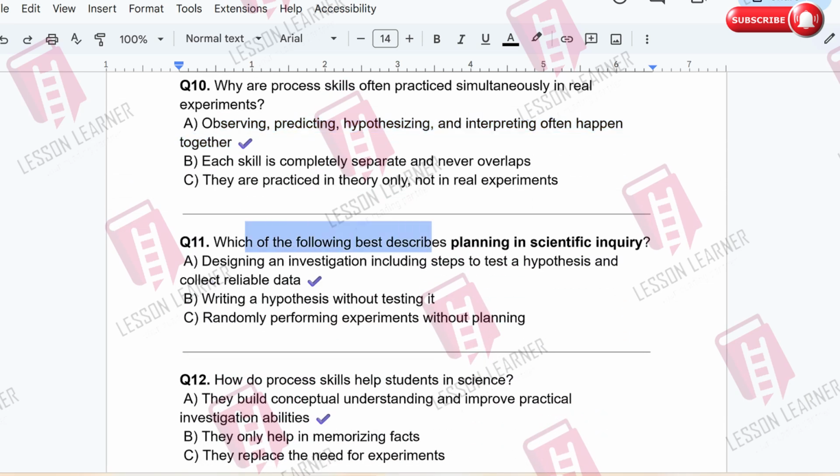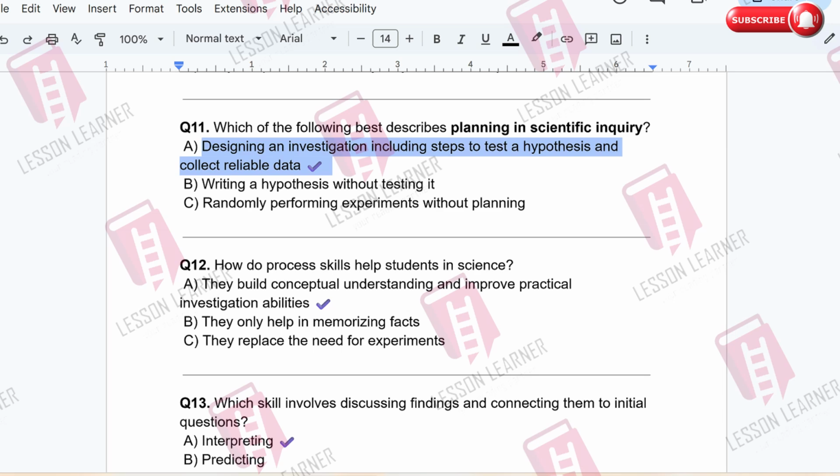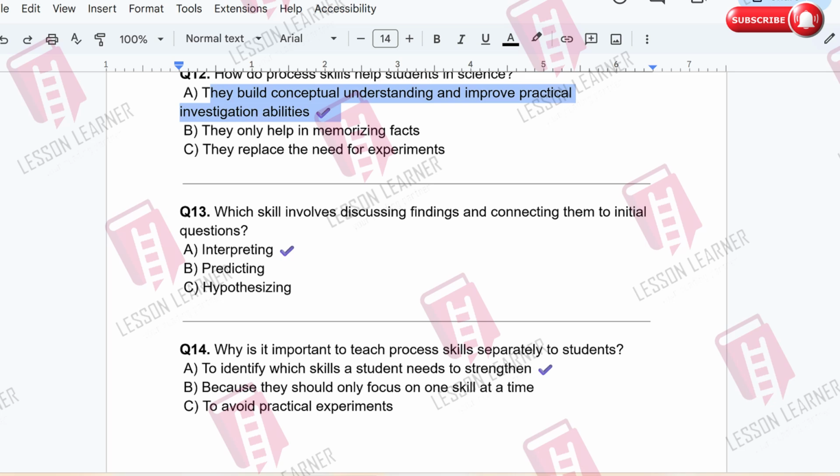Which of the following best describes planning in scientific inquiry? Designing an investigation includes steps to test a hypothesis and collect reliable data. How do process skills help students in science? They build conceptual understanding and improve practical investigation abilities. Which skill involves discussing findings and connecting them to the initial question?